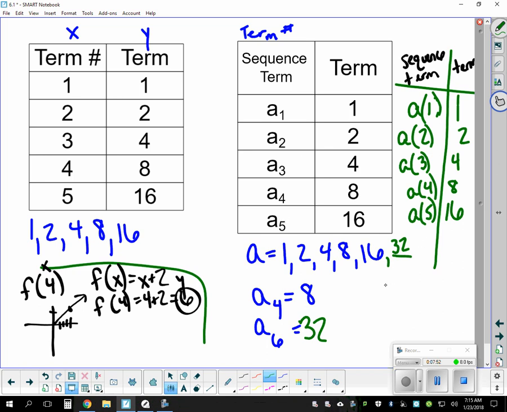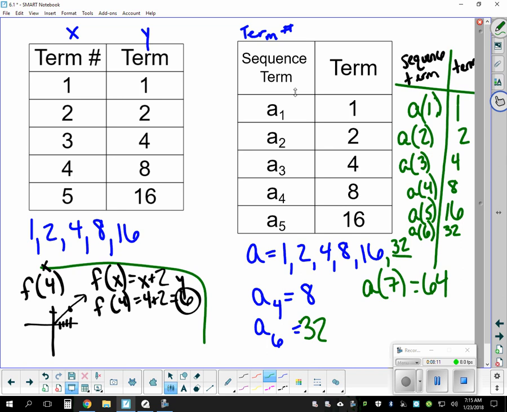Okay, so if I were to ask you what A of 7 is, well, we already knew A of 6. We solved for that in the other notation. It's 32. And we know our pattern is multiplying by 2. So we would simply need to multiply 32 times 2 and get 64.